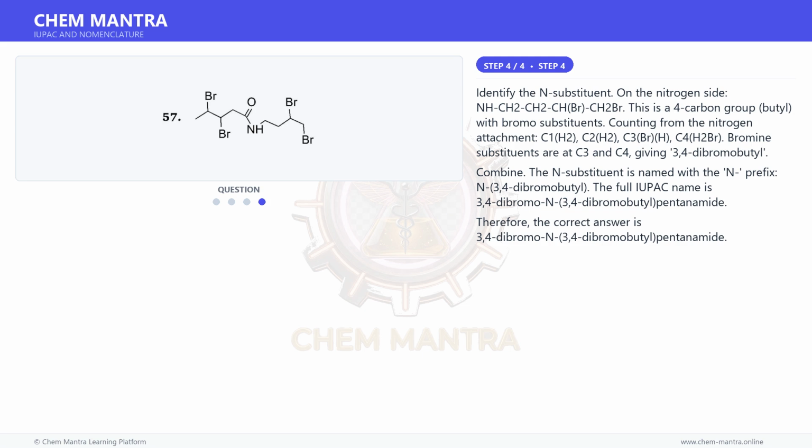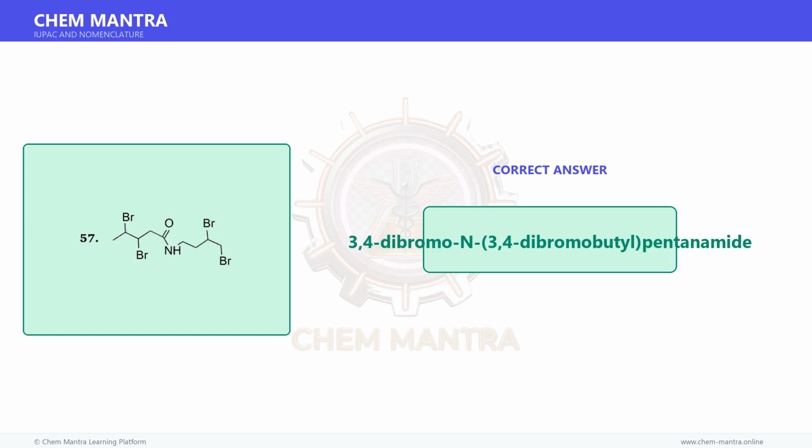Combine. The N substituent is named with the N prefix: N-3,4-dibromobutyl. The full IUPAC name is 3,4-dibromo-N-(3,4-dibromobutyl)pentanamide. Therefore, the correct answer is 3,4-dibromo-N-(3,4-dibromobutyl)pentanamide. The correct answer is shown on screen.